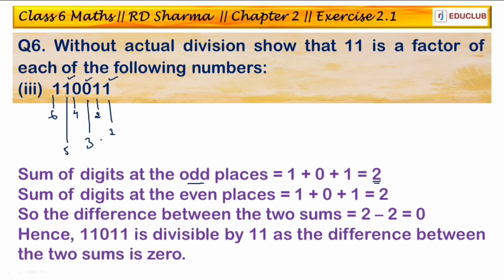Now the sum of the digits at the even places, positions 2, 4 and 6: the digits are 1, 0, 1, which is equal to 2. So the difference is 2 minus 2 is equal to 0. We know that if the difference is 0 or a multiple of 11, then that number is divisible by 11. So we can say this number is divisible by 11.